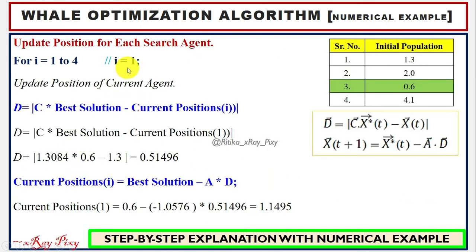Value for I is 1, and you can see we have value for C is 1.3084. Best solution is this one, 0.6, and the current position I is 1, that is this one, 1.3, and we got this one. Now put the value here. As you can see, this is the mathematical model here.